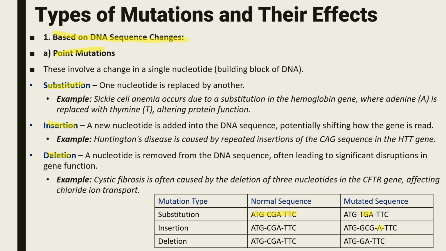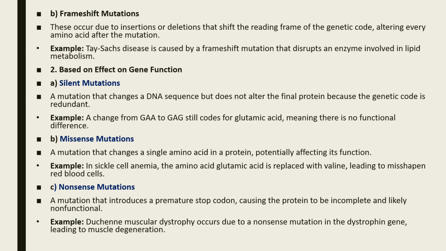And deletion: if you look here, there is ATG, CGA, TTC, and there is AT, and there is GA over here, and here CGA. That is the only difference. So there is a slight difference in the gene sequence, which can affect the whole cell.